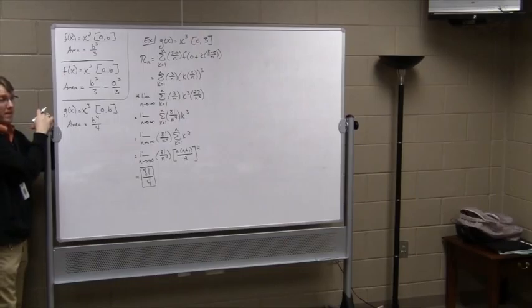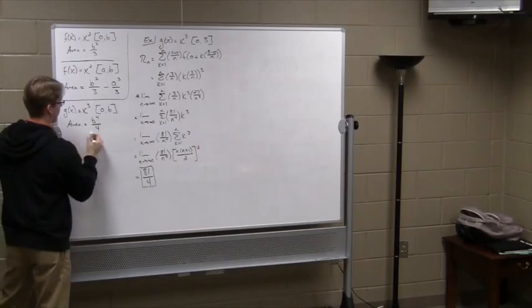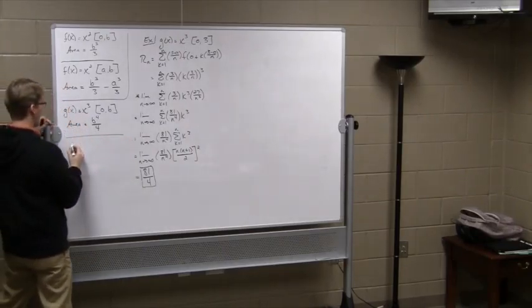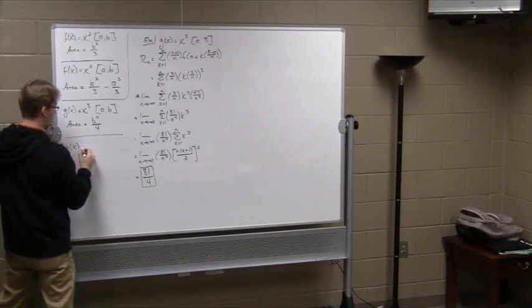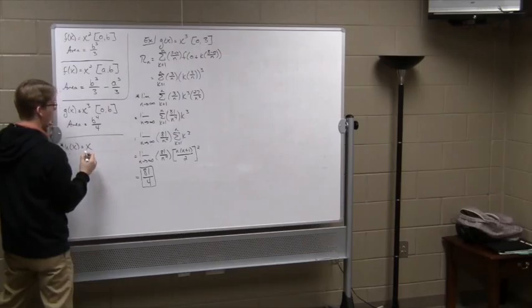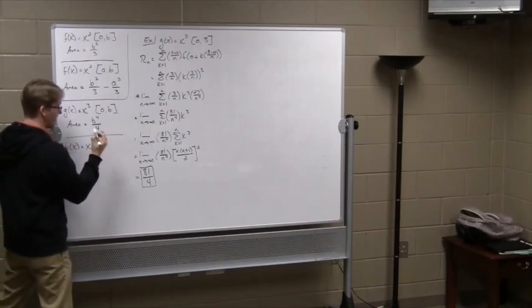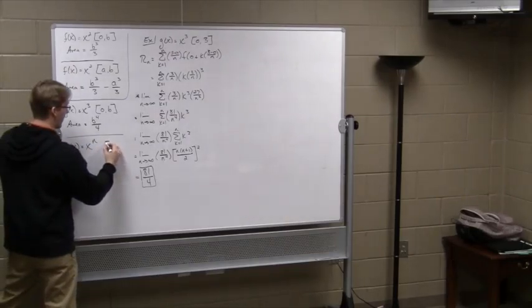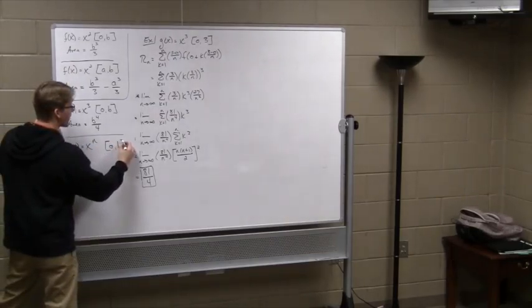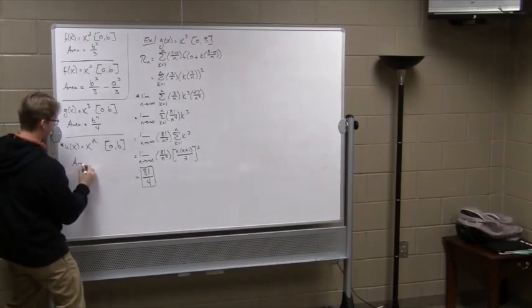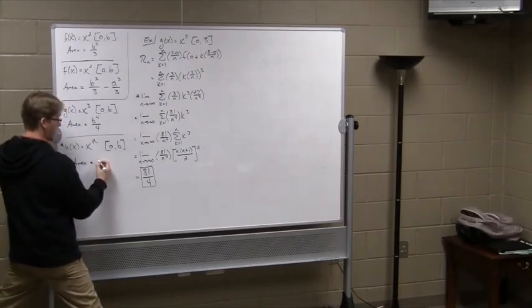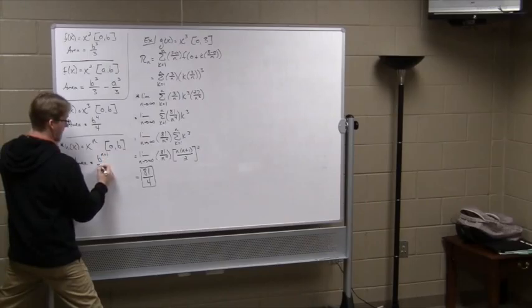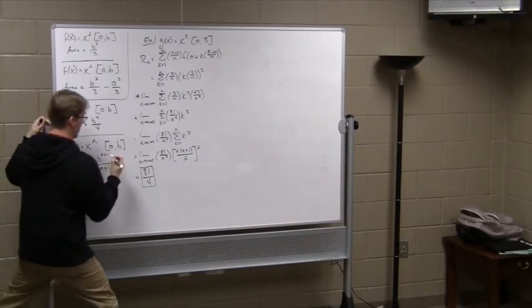So the pattern is taking whatever the exponent is, bringing it up one more exponent, and then dividing by that new exponent. I like patterns, I'm going to put a star by this one. So you're saying if we do x to the n from 0 to b, your claim is that the area is b to the n plus 1, divided by n plus 1. That's what, yeah.